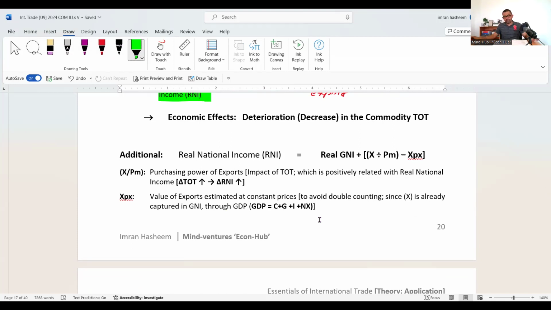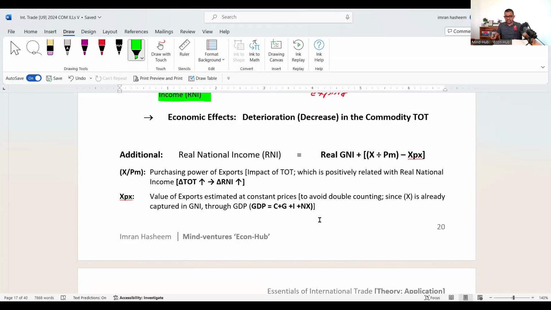So our importing ability depends on how much we can earn through our exports. No? So the concept of international trade is: identify your competitive advantages, practice international specialization, generate excess output, export that excess output, and import the goods you can't produce, where you don't have a competitive advantage, using your export income, the price you get for exports. That's the concept. So real national income, don't overthink.